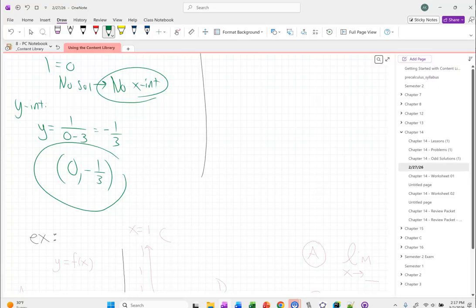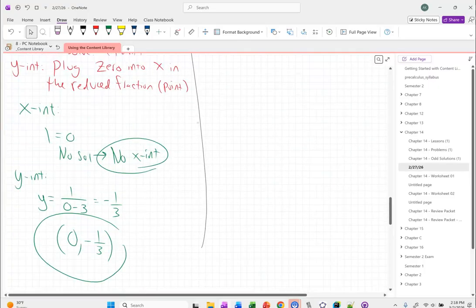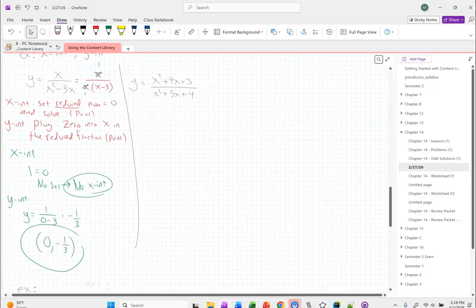I have another example to see one where we actually get some x-intercepts, but I feel like it's worth doing one where there's no x-intercept and pointing out that, hey, that can happen. When we do y-intercepts, how many y-intercepts can we have? Zero or 1. You can have no y-intercepts, that's okay. But zero or 1, and no more.